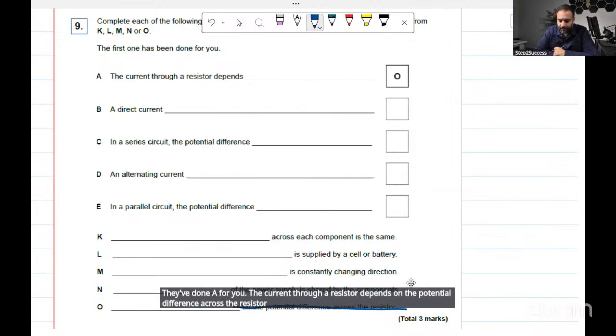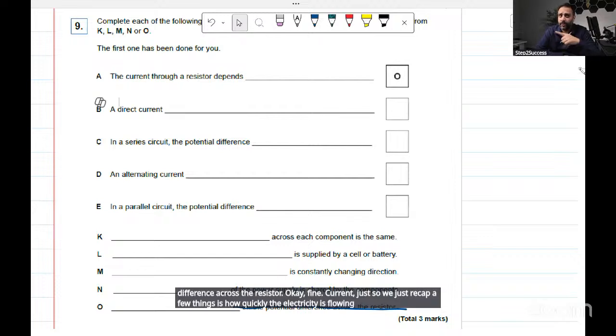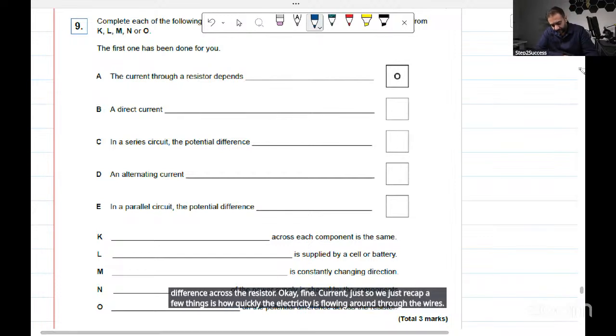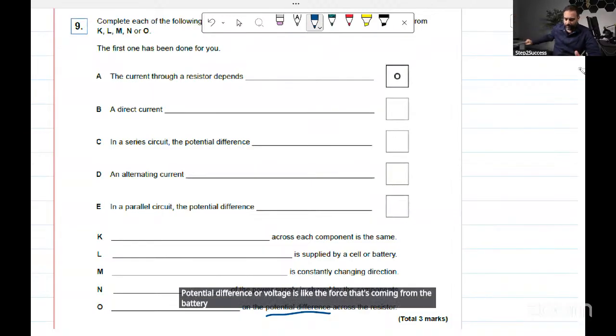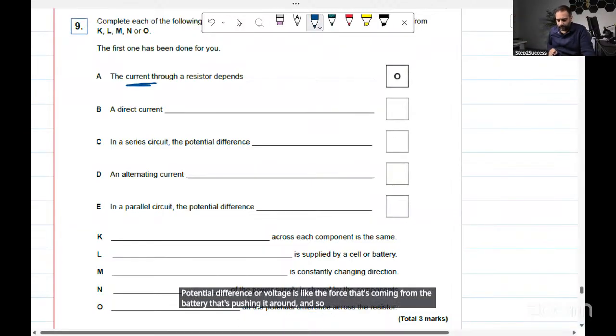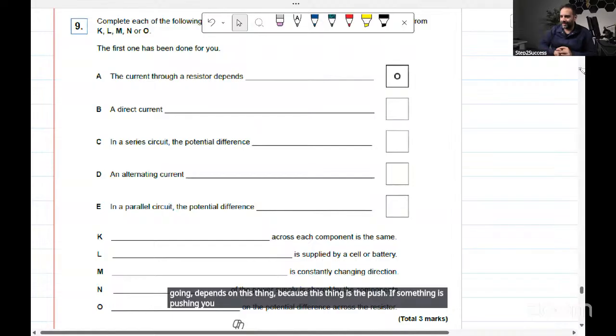Okay, fine. Current, just so we recap a few things, is how quickly the electricity is flowing around through the wires. Potential difference, or voltage, is like the force that's coming from the battery that's pushing it around. And so the current, which is how fast it's going, depends on this thing because this thing is the push. If something is pushing you harder, you will move faster.